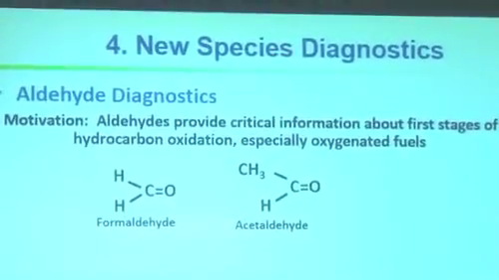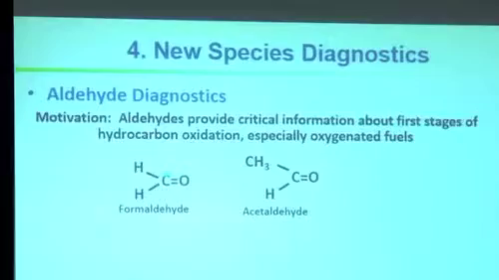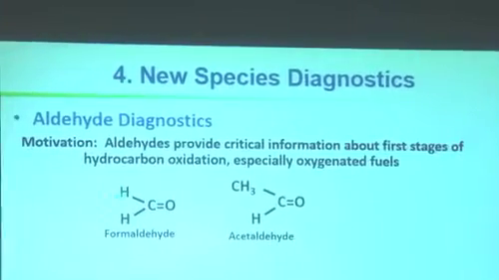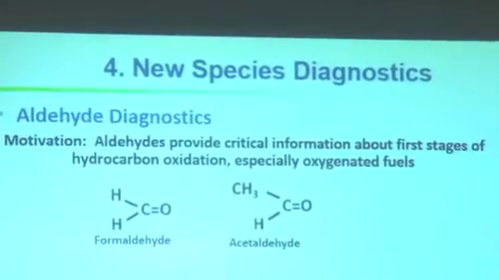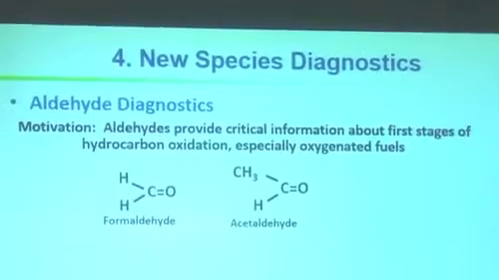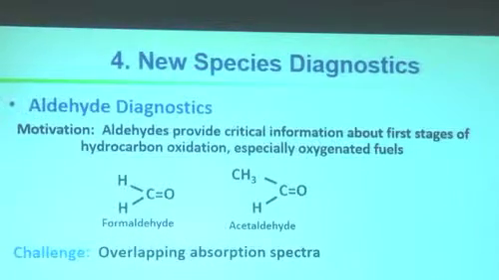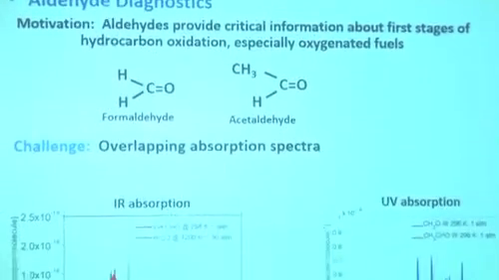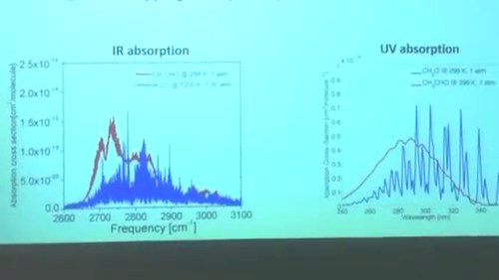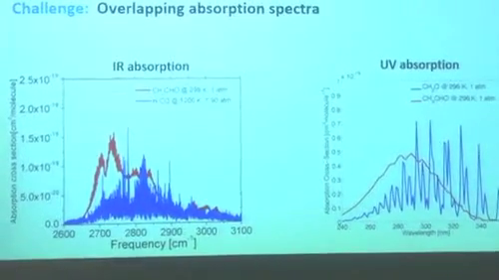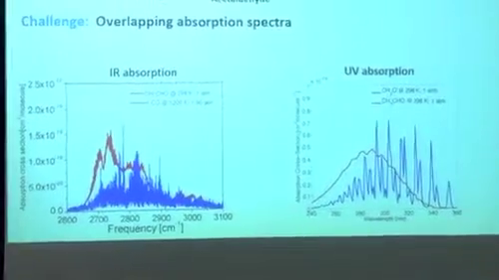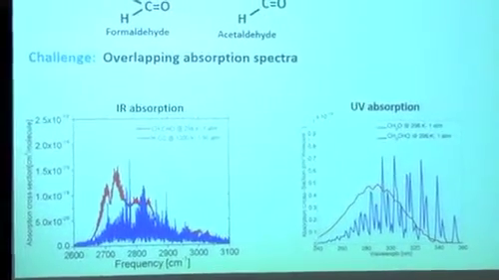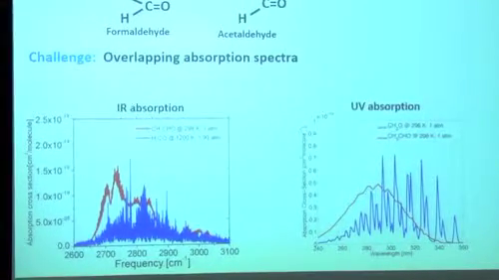The simplest aldehyde is formaldehyde, where you have an H here, and in acetaldehyde you have a methyl here. Those are two aldehydes, they're called. And they're formed when you have pyrolysis of oxygenated hydrocarbons, and they're also formed during combustion of certain fuels. Here's the problem. The spectroscopy we've been talking about is of diatomic molecules. Now it gets a lot more complicated.